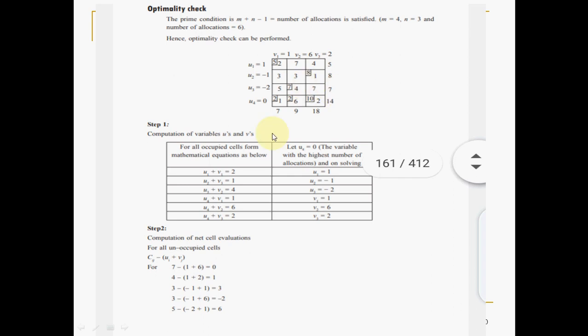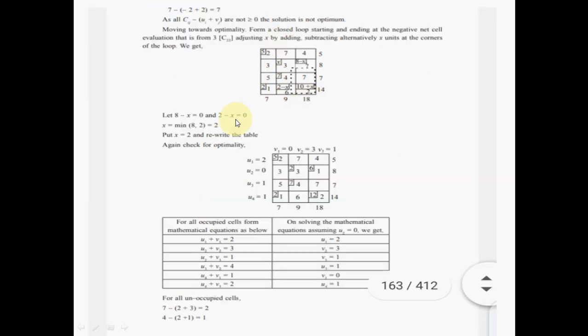Hence, what you will do is, wherever you got negative, from there you take the loop like this. A simple square loop, in most cases a square or rectangle. You write plus x here, minus x here, plus x here, minus x here. You may get a doubt about what to do with this. Only at the corners of the loop, you have to write alternately plus and minus x. Shown in the dotted lines here: x, minus x, plus x, minus x.